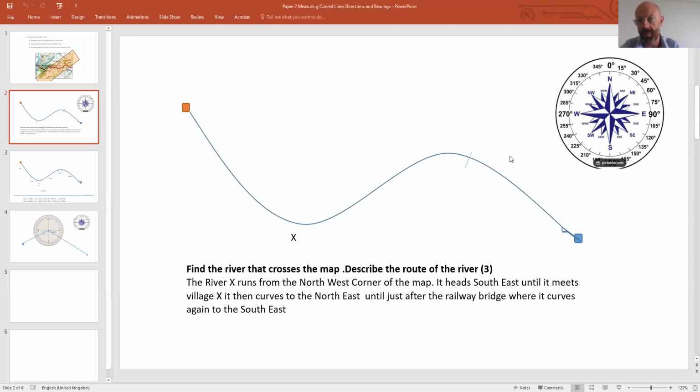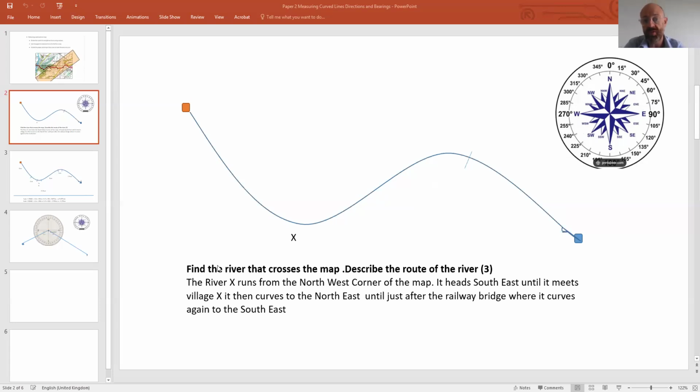I'll just move myself a little bit. So first of all, I'm going to show us a curved line, but before we measure it, questions often come up to describe lines or rivers or roads and their direction and what they do on the map, usually starting at the top left-hand corner, moving across. You had this in your mocks. So what I've done here is I've put in a very useful compass with all the main directions, compass points you need to know, but also the associated angles and bearings.